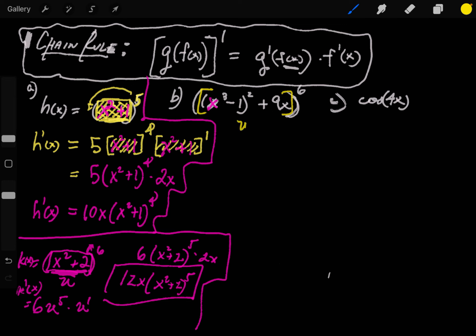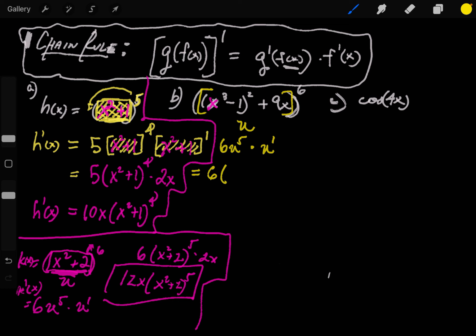So think of that like u. What's the derivative of u to the 6th? It's 6 u to the 5th. And then by chain rule, you have to multiply by the derivative of u. So now go back, write everything. Forget about the fact that you wrote everything in terms of u.